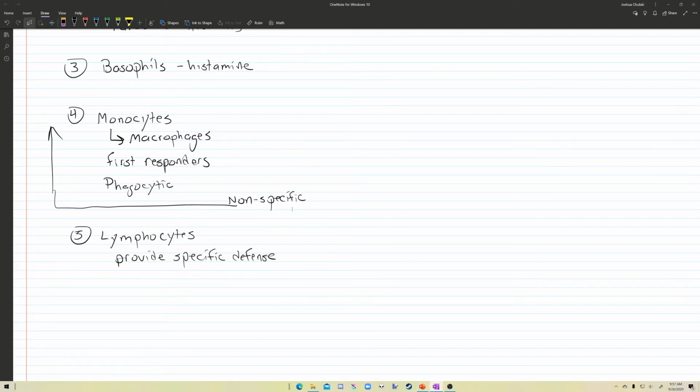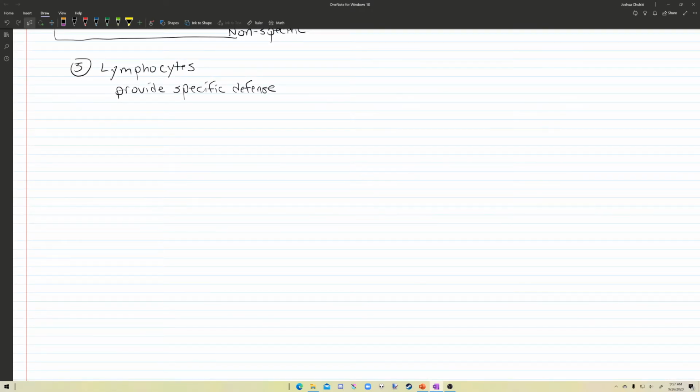Okay, so let's talk about our B cells and T cells since we ended up on lymphocytes. Our B cells are responsible for this thing called humoral immunity. And this means through the blood, through the blood itself. And so what these are going to do is B cells will turn into plasma cells.